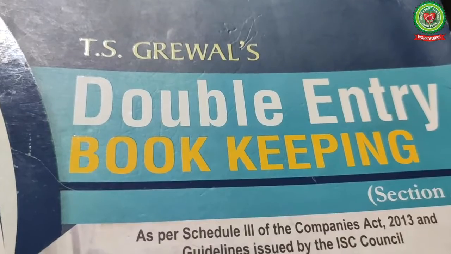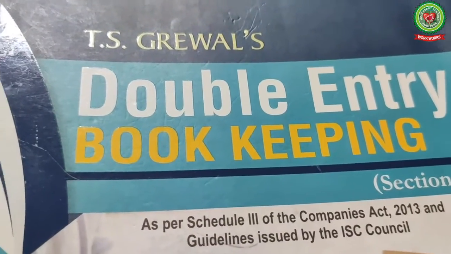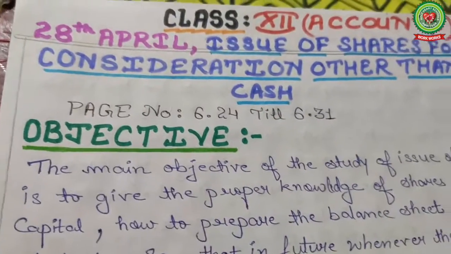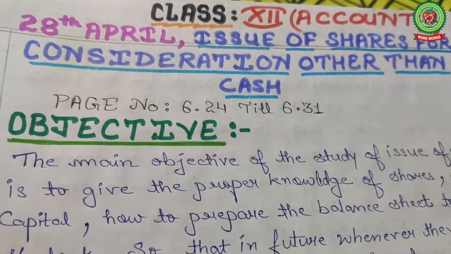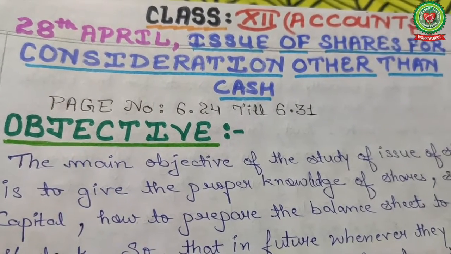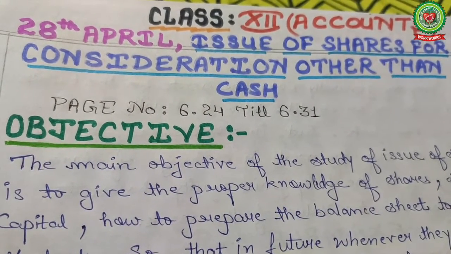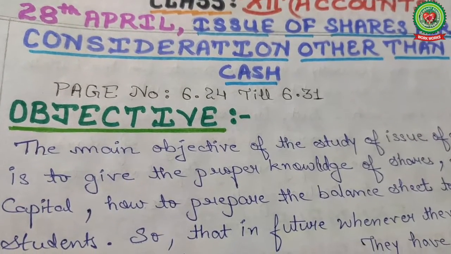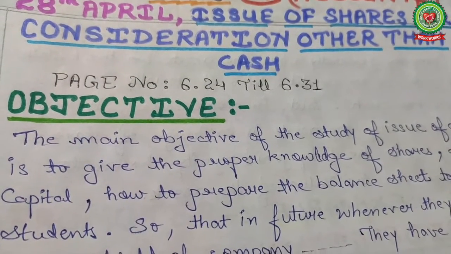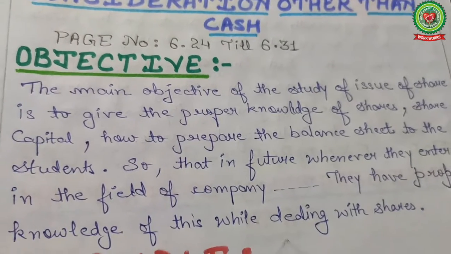And from your book Double Entry Bookkeeping, we started one chapter, Issue of Shares, and yesterday I discussed with you one topic, Issue of Shares at a Premium. Now today's topic is Issue of Shares for Consideration Other Than Cash, and the pages covered under this are 6.24 till 6.31. Now what are the objectives?